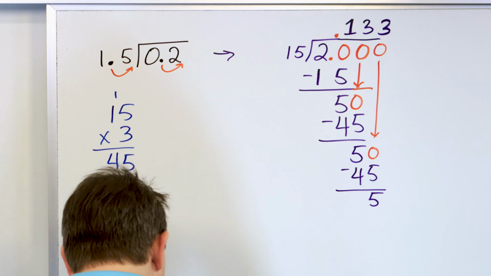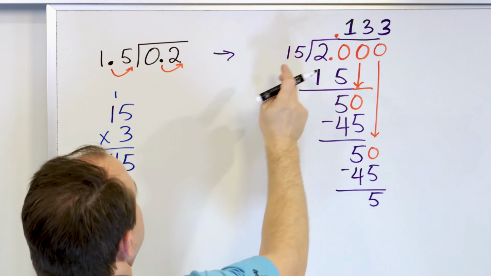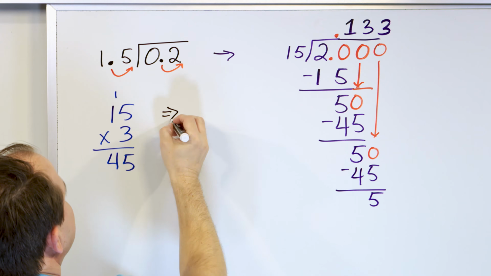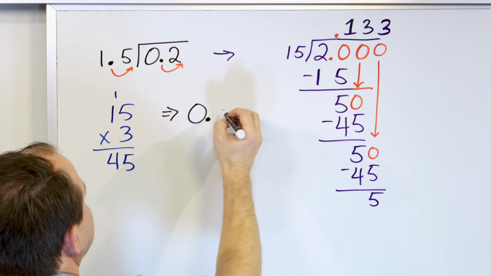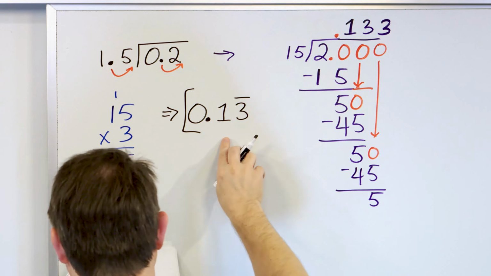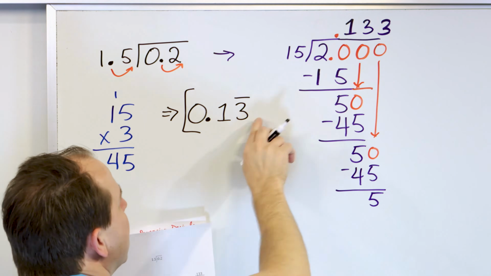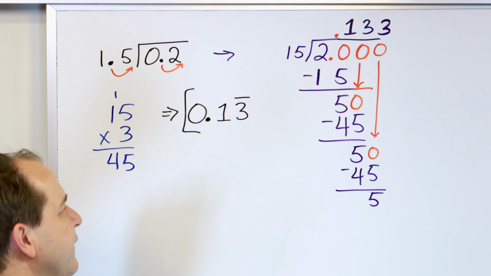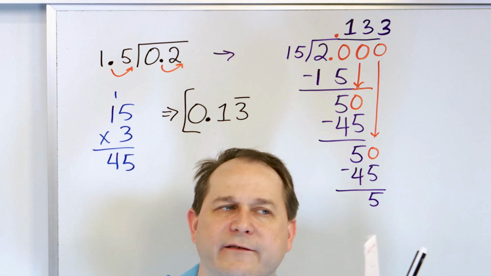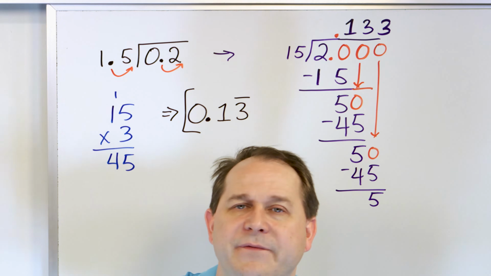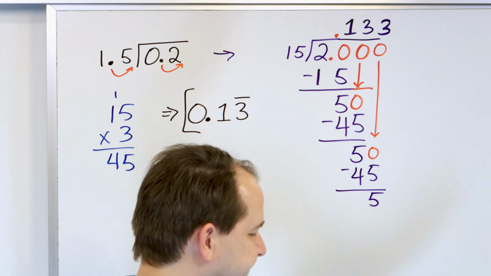So here, the answer is going to be, there's really nothing here, so it's like an invisible 0. The answer is 0.13 with a repeating bar over the 3. 0.1333 where the 3's are repeated forever and ever and ever. And you need to kind of get used to that. If you grab a calculator and just start dividing random numbers, a lot of times you'll start to see repeating decimals that go on and on forever.